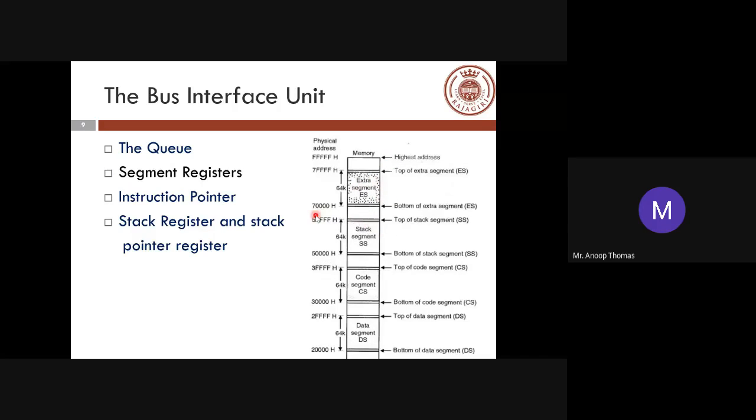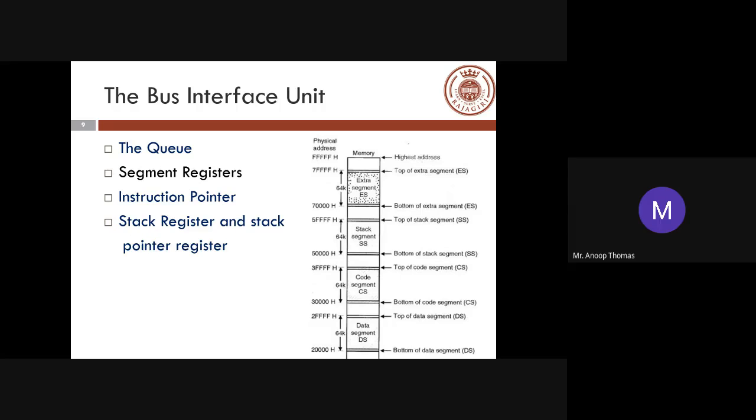Then it starts from 70000H to 7FFFFH. The rest is the usual memory. Then you have the stack segment, which is given from 500H to 5FFH. This is your top of stack segment. This is the bottom of stack segment. This is the top of code segment, bottom, top, bottom. So these are the different segments, each consisting of 64K of data defined in different ranges.